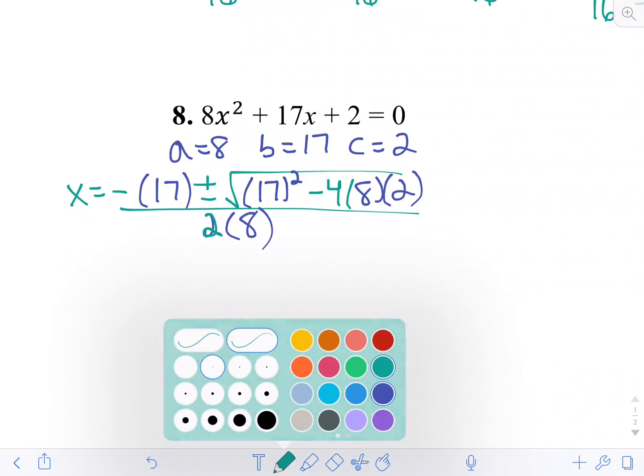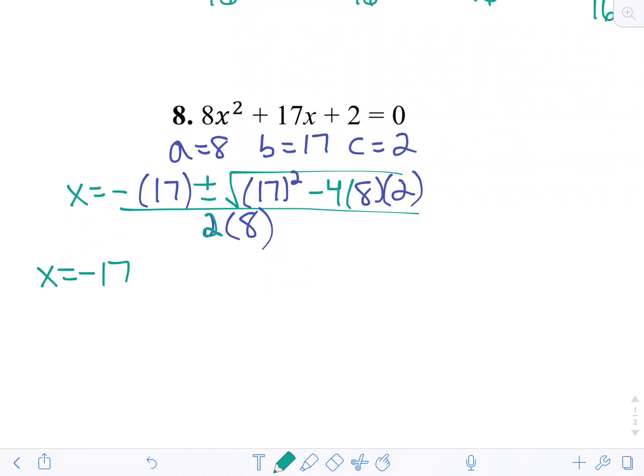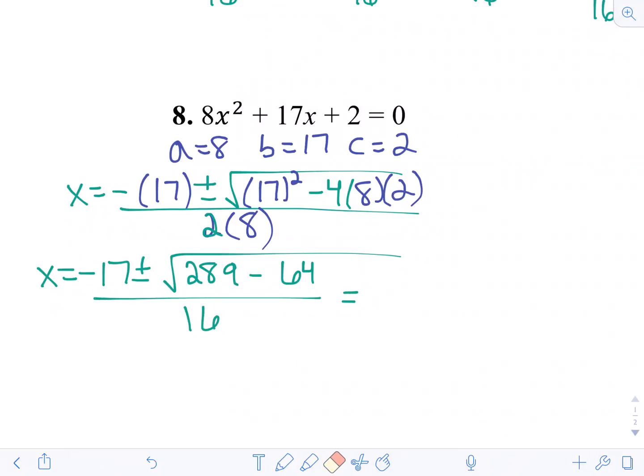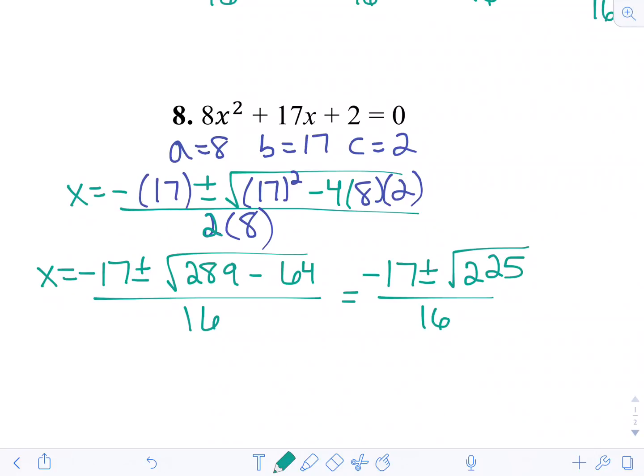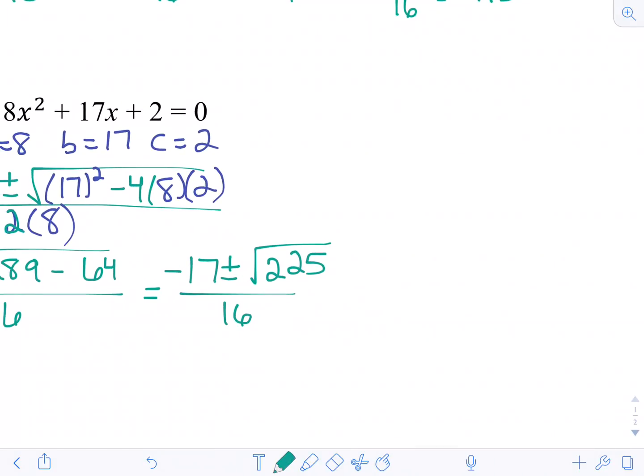So now we're just going to go ahead and simplify this. So x is equal to negative 17 plus or minus the square root. 17 squared will give you 289. Minus 4 times 8 times 2 is 64. All that's divided by 2 times 8 is 16. So you'll have negative 17 plus or minus the square root. 289 minus 64 will give you 225 over 16. You can take the square root of 225. You will get 15. That's all divided by 16.